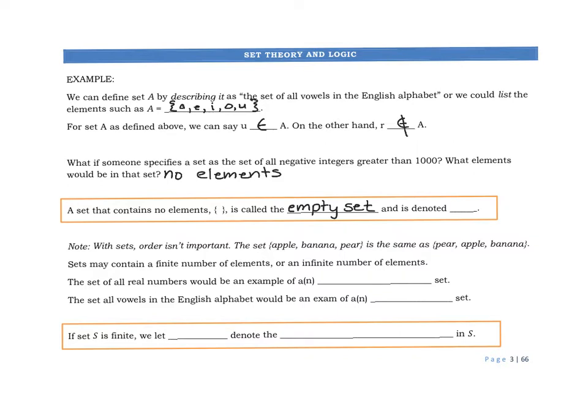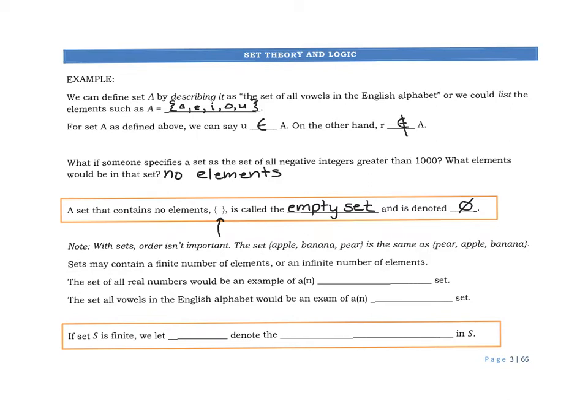Now there really are two notations. Of course, the empty set of braces is one notation, and then this other notation might be something else that you are familiar with. Okay, another thing we need to discuss regarding sets is that with sets, order is not important. The set containing elements apple, banana, and pear is the same as the set containing elements pear, apple, and banana.